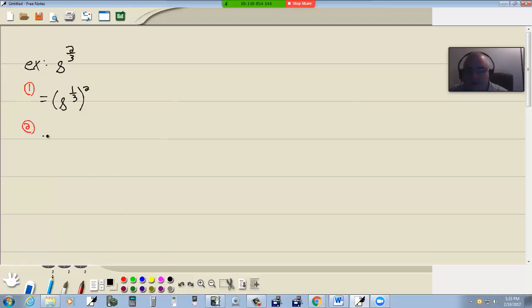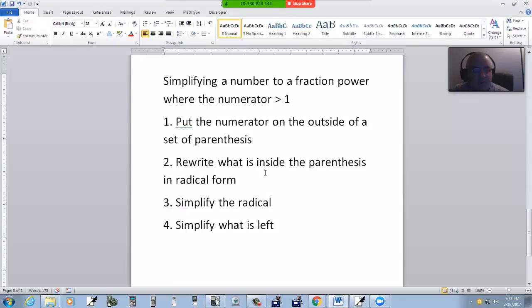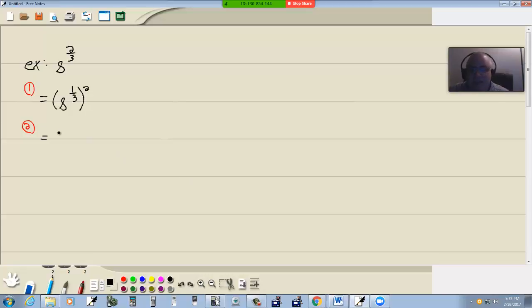Step 2. We're going to rewrite what's inside the parentheses in radical form. The 8 to the 1/3 becomes the cube root of 8 to the 1st, based upon what we've talked about already.